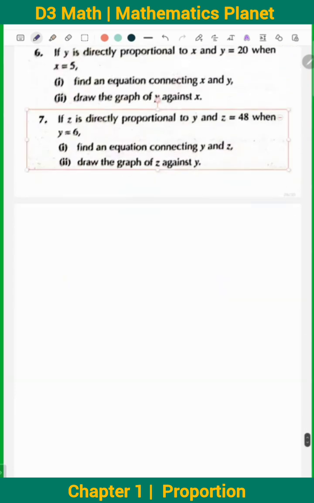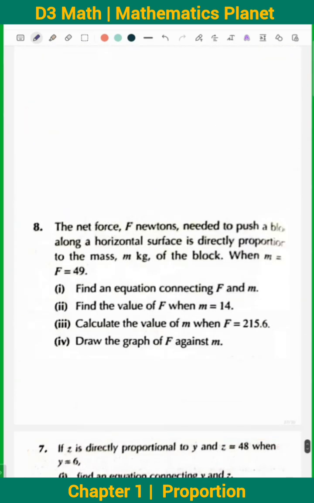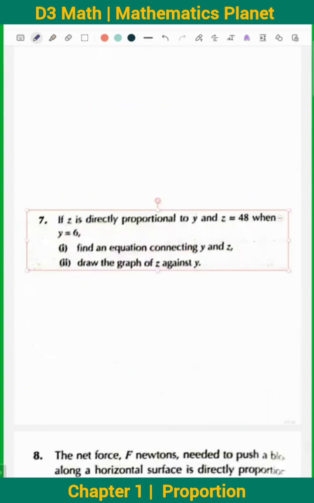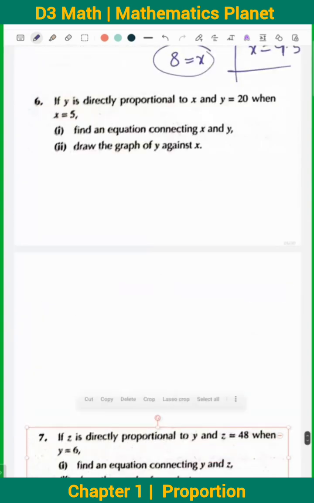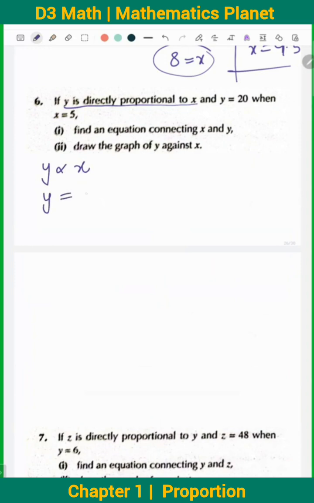Question number 6, we're going to come on. Okay, y is directly proportional to x. We are going to translate this mathematically. Y is directly proportional to x, which means y is equal to kx. Y is equal to 20 when x is equal to 5, so 20 equals k times 5. So k is equal to 4. Everything clear up till now? Yes. We just do the mathematical translation and we easily get k is equal to 4.